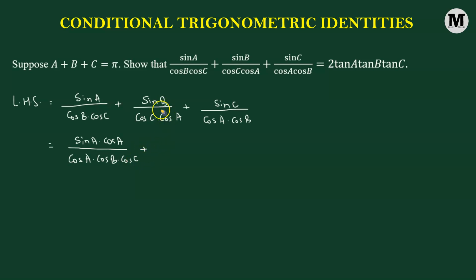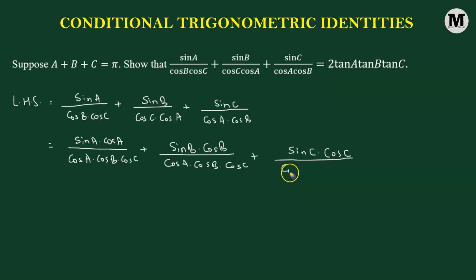Now coming to the second term, we are going to multiply the numerator and the denominator with cosine B, such that we get sine B multiplied to cosine B in the numerator, and then in the denominator we are going to get cosine of angle A times cosine of angle B times cosine of angle C. This is going to get added to the third term. Again, we are going to multiply the numerator and the denominator with cosine of angle C, such that the denominator becomes cosine of angle A times cosine of angle B times cosine of angle C.